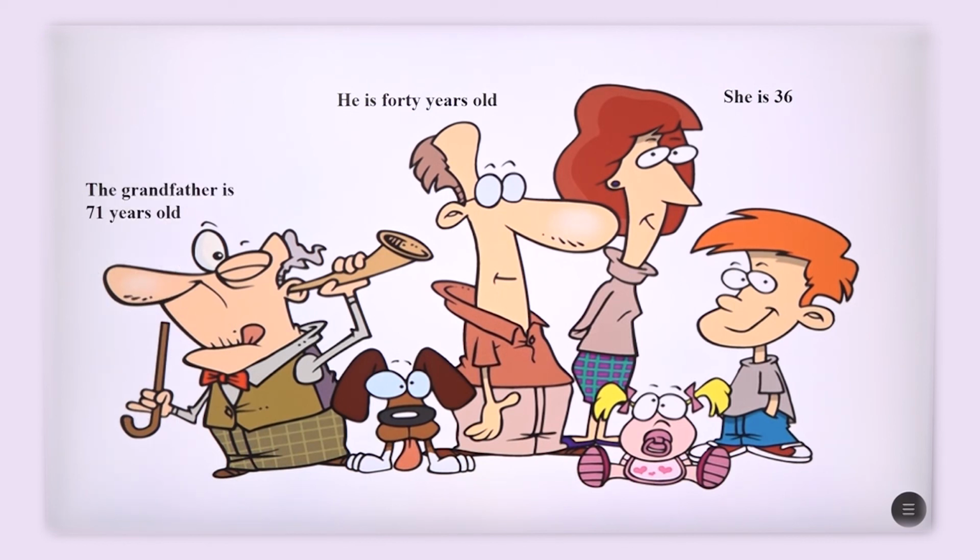The grandfather is 71 years old. The boy is 12. The dog is 3 years old. Yes, we can use age for animals and things.